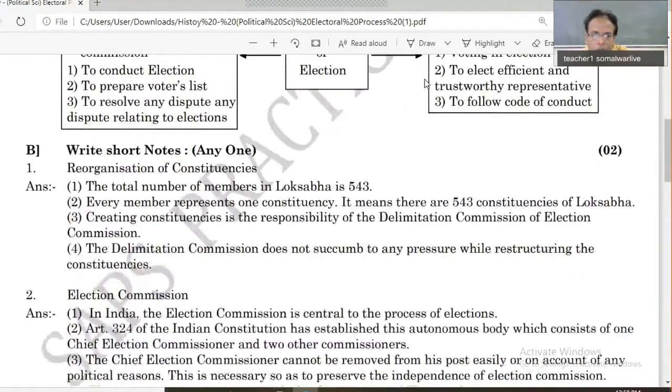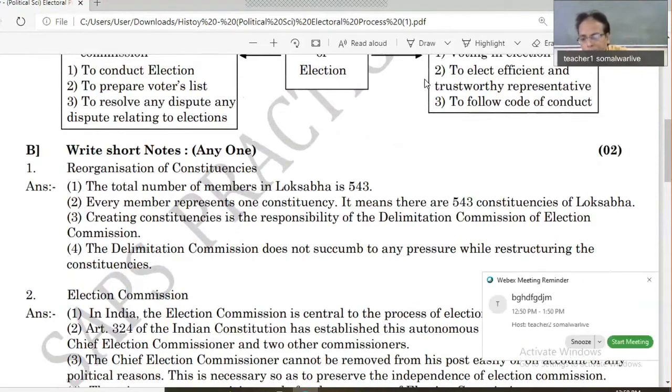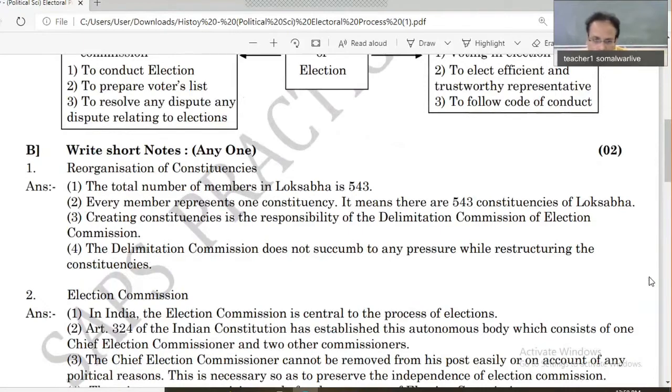Then write short notes on any one: reorganization of the constituencies. There were a few other points that you can mention about migration, which has changed the shape of the population of the region. Along with that, these points should be added. Number one, the total number of members in Lok Sabha is 543. Every member represents one constituency. It means there are 543 constituencies of Lok Sabha.